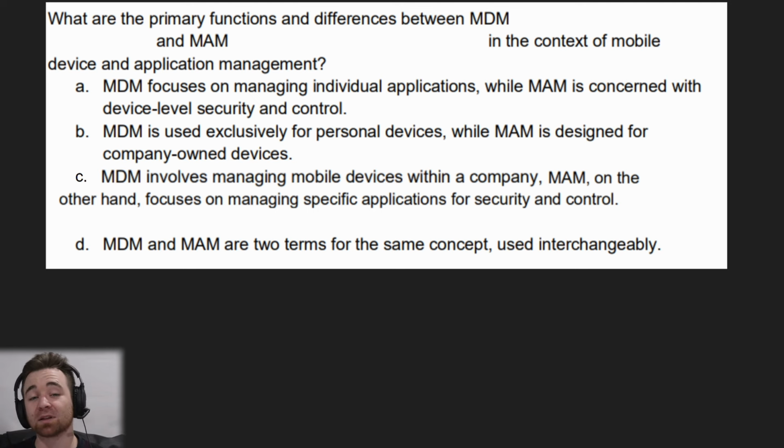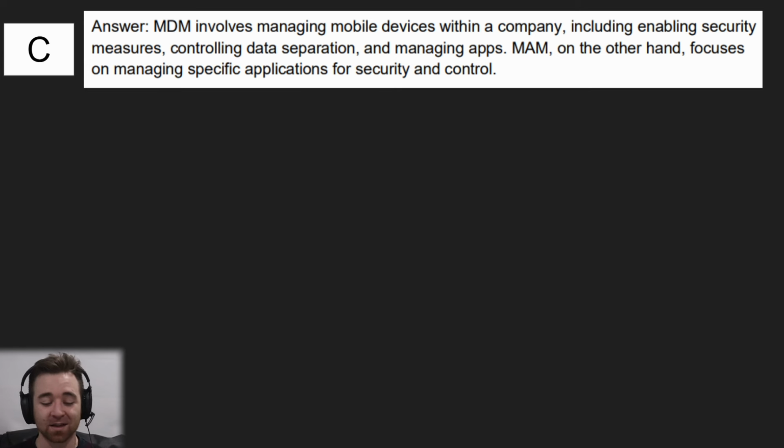Pause the video if you need a second to think about that one. We're going to go ahead and get straight to the answer, so do pause the video if you need some time. The answer there was C, which is MDM is for managing mobile devices within a company, while MAM focuses on managing the specific applications.